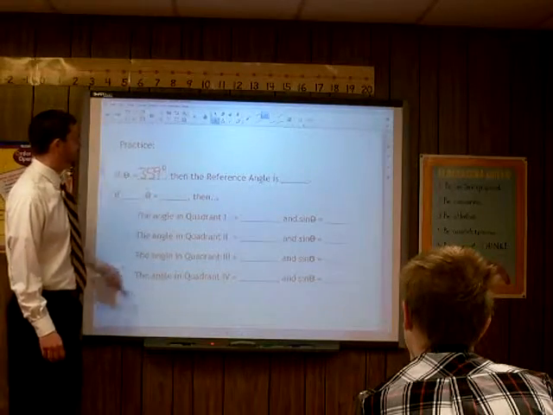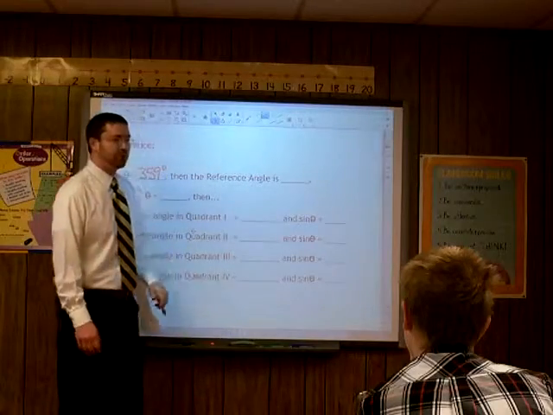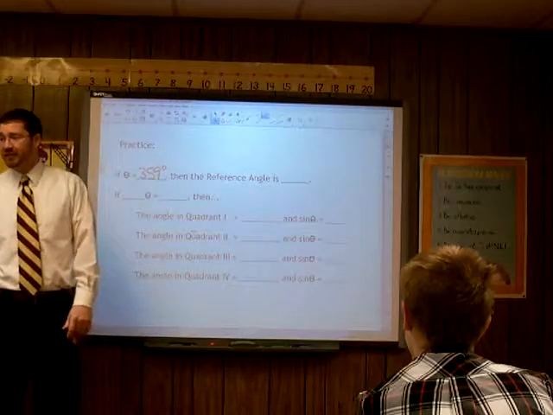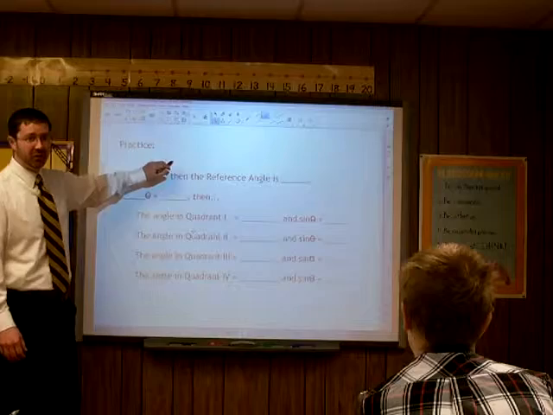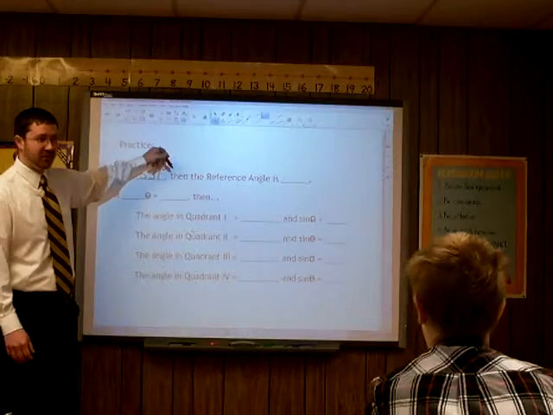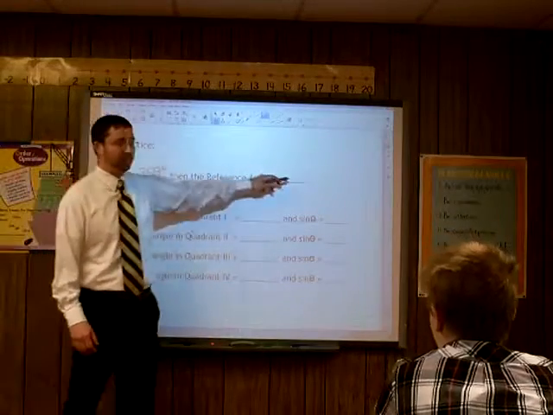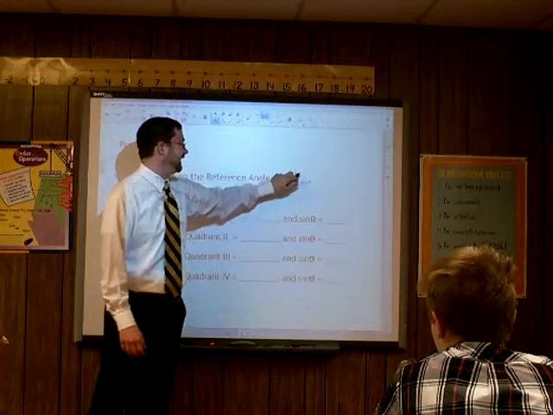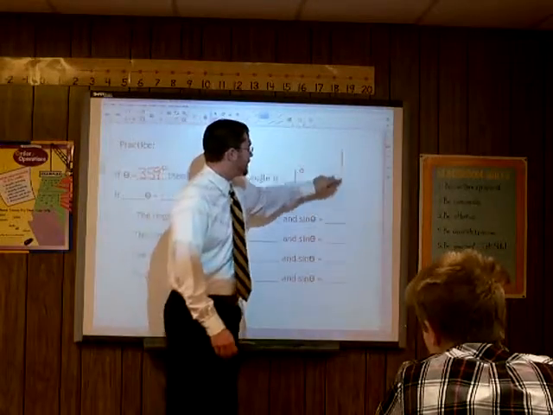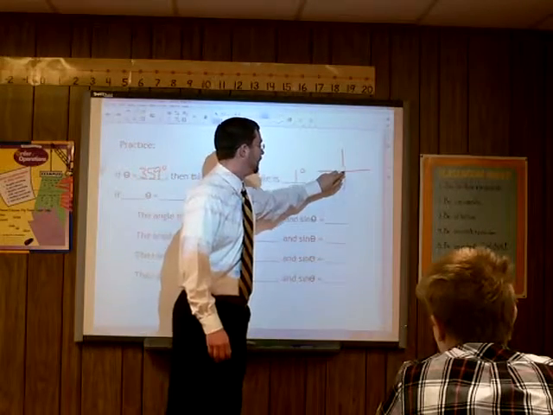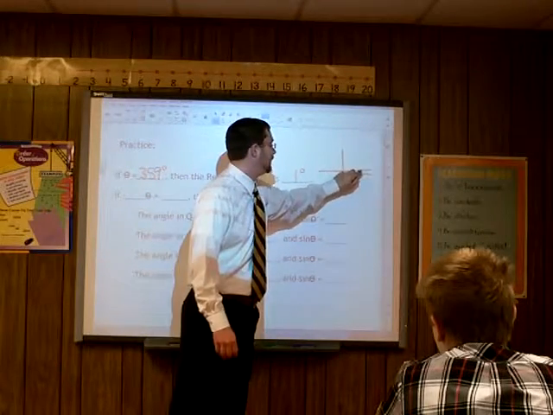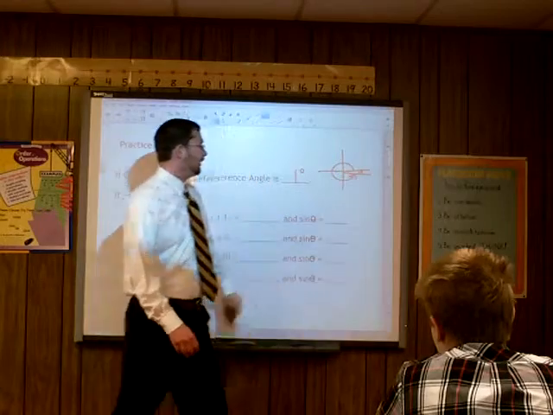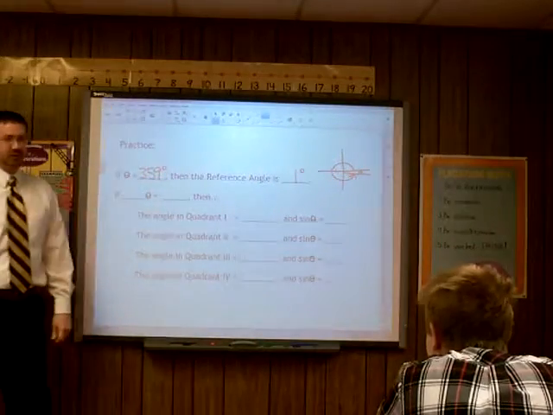359 degrees. The reference angle would be what? What quadrant are we in? 4. So the reference angle is? 1. Okay? 1 degree. Here's our angle. You can even sketch it if you want. 1 degree. That's the 359 degree angle.